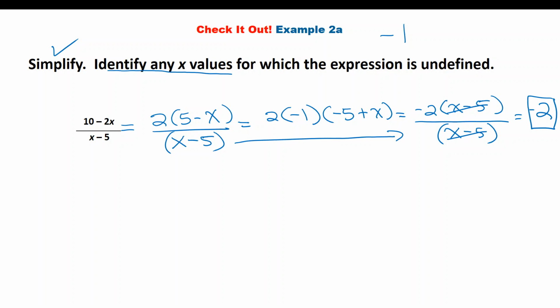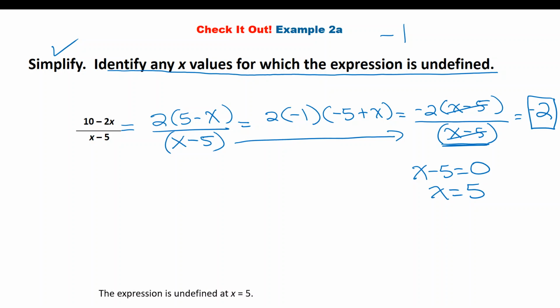Next, I have to identify any values of x for which the expression is undefined. And in the denominator, there's only one, so x minus 5. If that equals 0, x would have to be 5. So I know that when x equals 5, the expression is undefined. The expression is undefined at x equals 5.